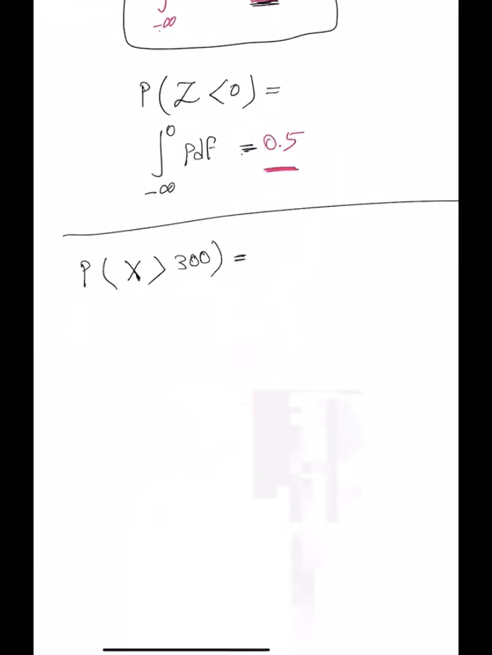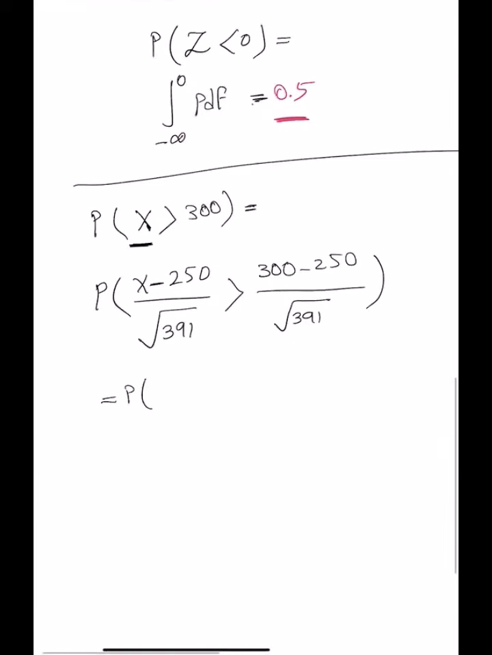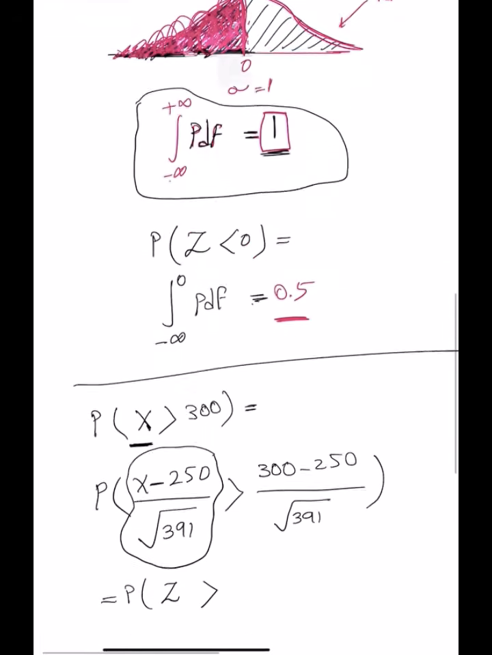Okay. We can go ahead and, as I said, for every normal random variable, we first have to transform it into z. How do we do the transformation? First, deduct the mean, here 250, divided by the standard deviation, and do the same thing on all sides. So here is just one side: 300 minus 250, divided by the square root of 391. And that's going to be the probability of z, this whole thing I'm going to call z, greater than 2.53.